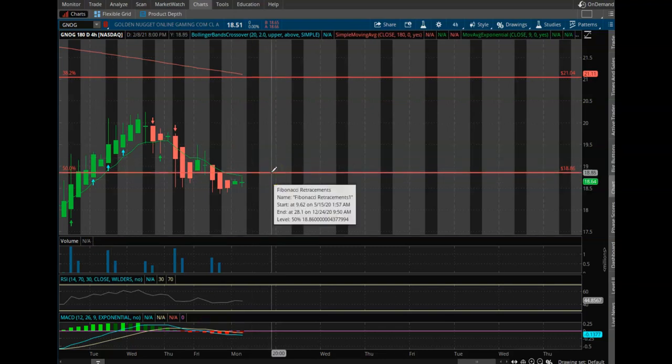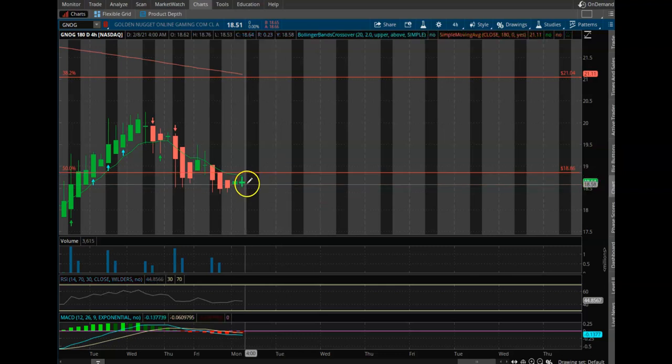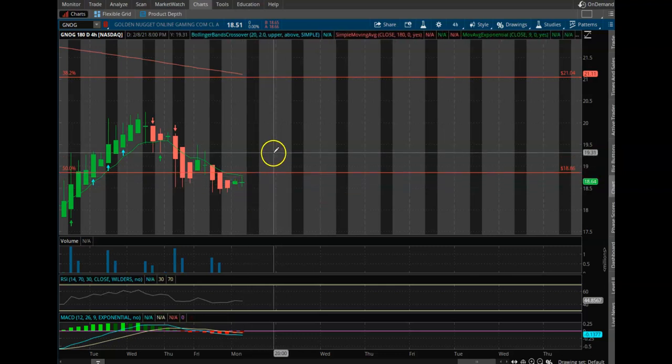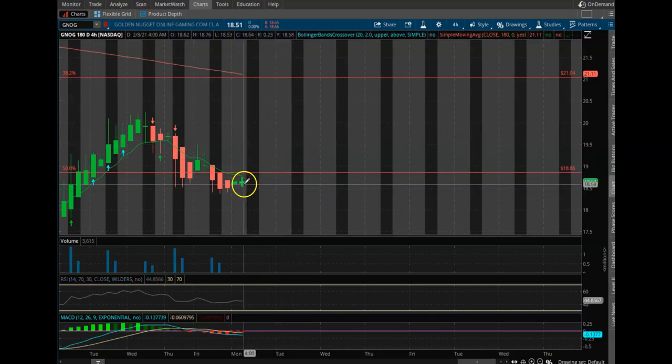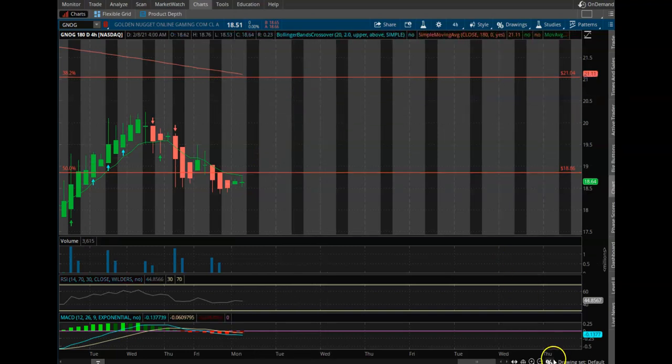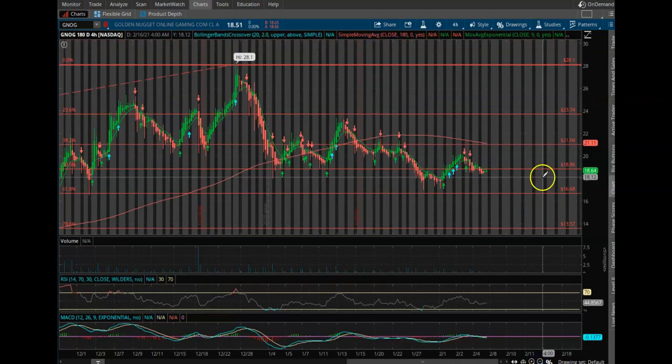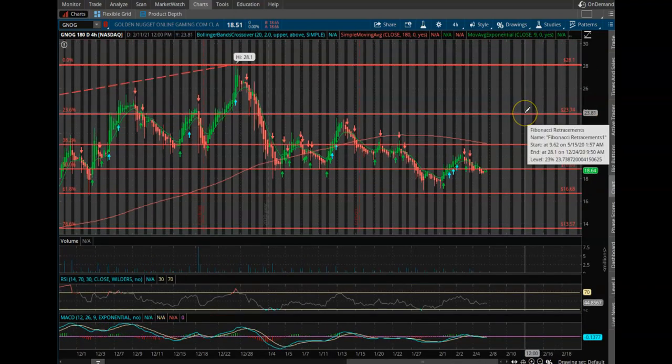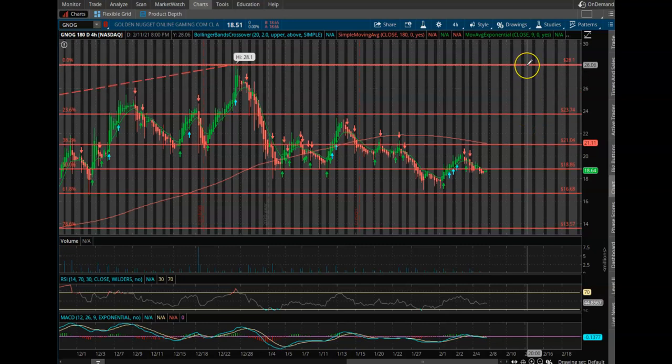Our key resistance here, which we're very close to, is 18.86. I think off of this news we easily get above that and stay above it. Once we bust through there, our next resistance level is going to be 21.04. And once we get past 21.04, the next ones up would be 23.74 and then 28.10.